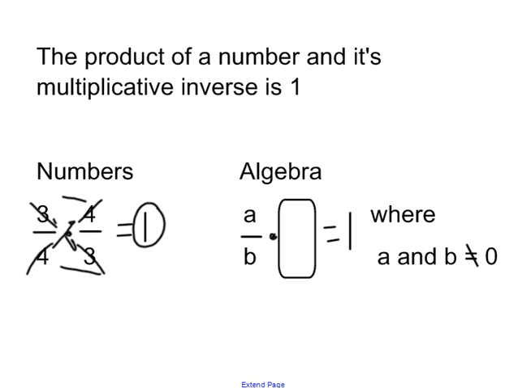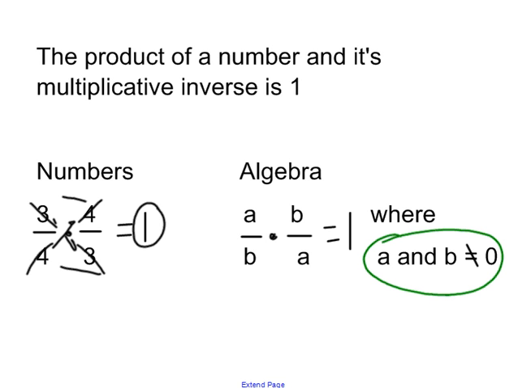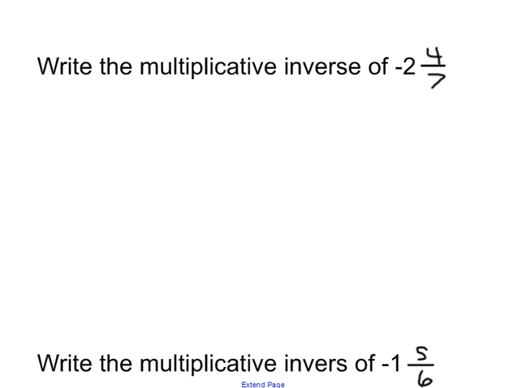We can say exactly the same thing in algebraic terms. We can say that a over b times b over a, its reciprocal, is equal to 1, but we do have to add one more definition, and that's to say that a and b cannot be equal to 0. At no time can we have 0 as a denominator. Well, let's do this problem.